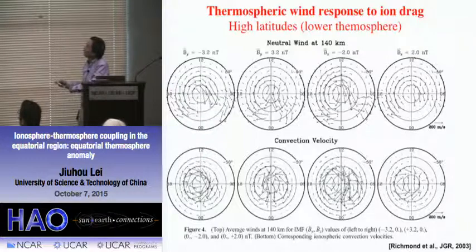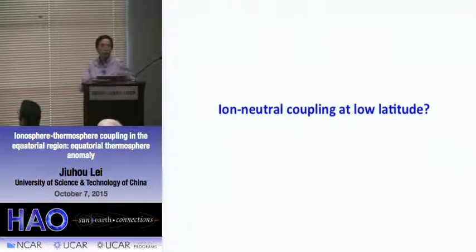So now we look at the neutral wind down to 140 kilometers, not 300 kilometers. Again, the top panel shows the neutral wind and the bottom panel shows the convection velocity. If we zoom in and look at the Bz negative 2 condition, you can see the neutral wind also has this two-cell structure, and this reflects the ion drag at low altitude. So these are three examples to show how the coupling happens at high latitude, where not only the neutral is influenced, but also the ion drags the neutral, although it takes many hours to have this kind of two-cell structure. And in this talk, I will mainly focus on ion-neutral coupling at low latitude.